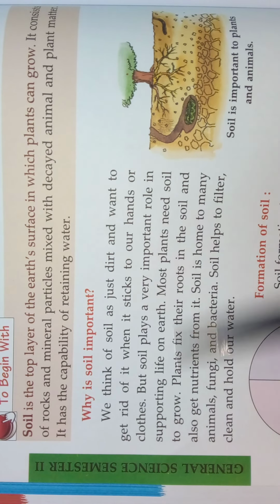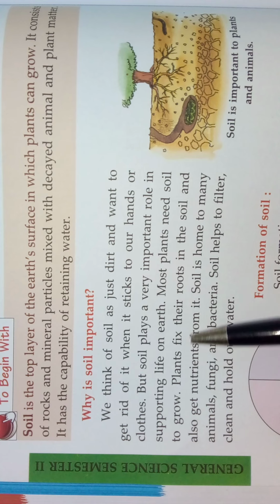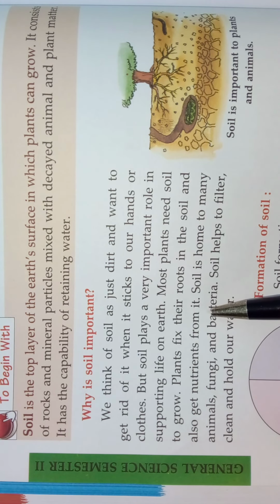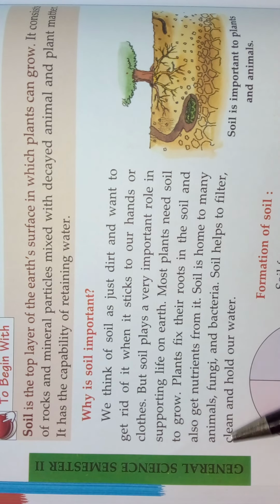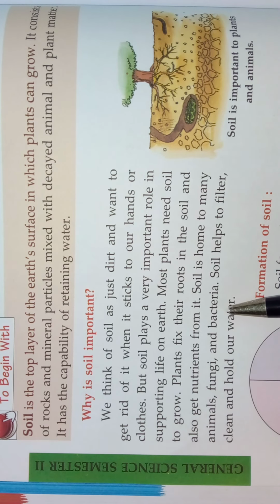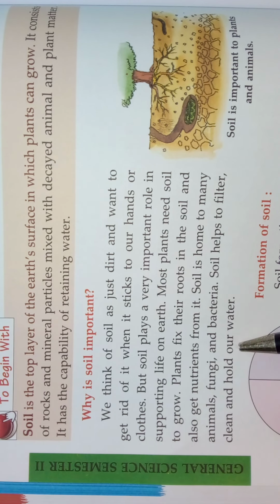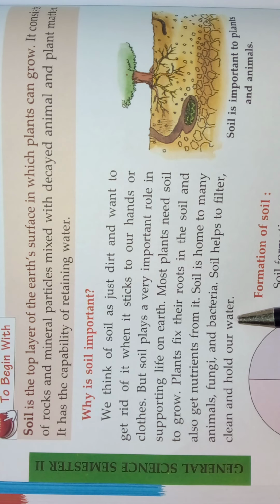Most plants need soil to grow. Plants fix their roots in the soil and also get nutrients from it. Soil is home to many animals, fungi and bacteria. Soil helps to filter, clean and hold our water. That is why soil is very important.